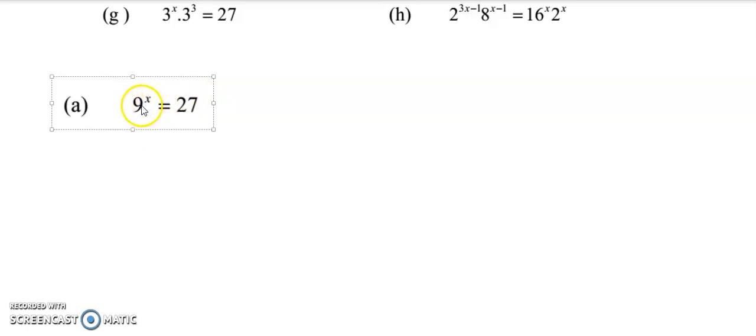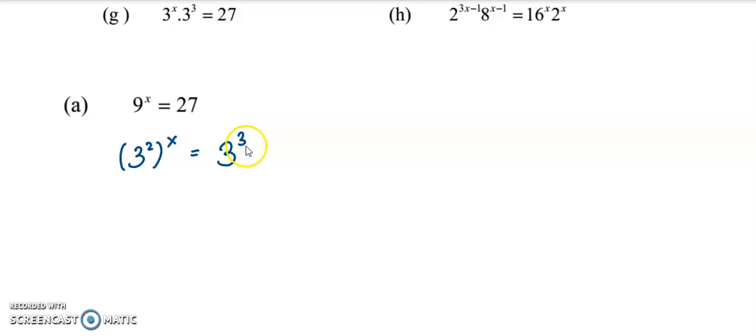So how do we solve it? We're using the method of indices. On the left hand side, the 9 can be converted into 3 to the power of 2, and then this is to the power of x. 27 can also be written with a base of 3 and a power of 3. So now we can multiply the 2 and x. On the left hand side we have 3 to the power of 2x, and on the right hand side we have 3 to the power of 3.